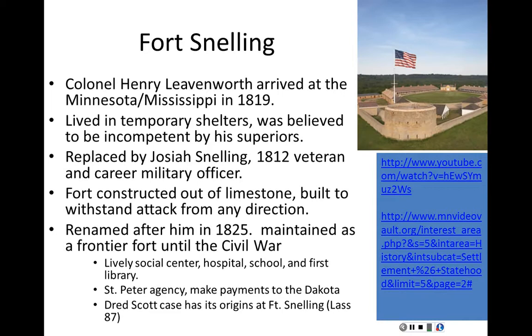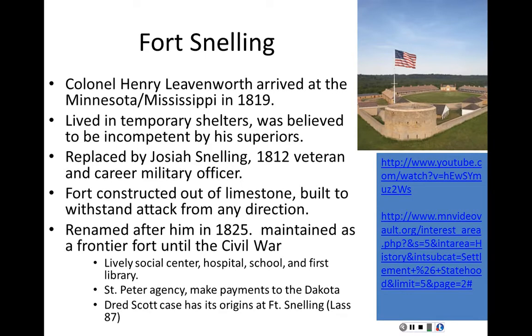Renamed in 1825 after him, it's sort of the first of everything from Minnesota. So hospital, school, library. It's where the St. Peter Agency makes payments to the Dakota. It's where the fur traders all gather around. You have a large group of losers and fugitives and slackers that hang around on the outside of the fort.